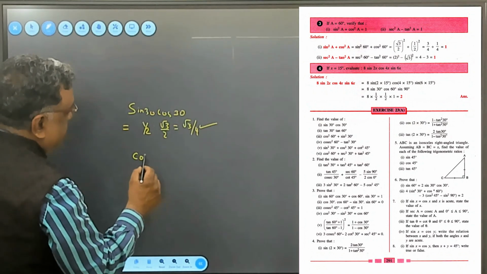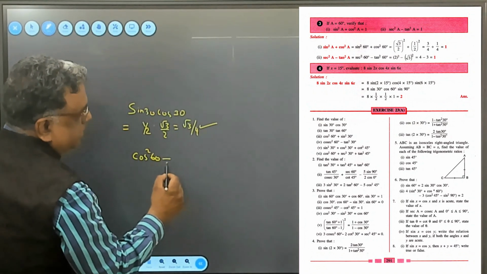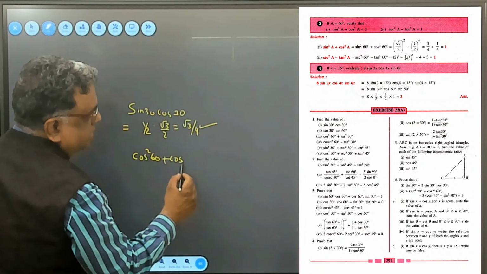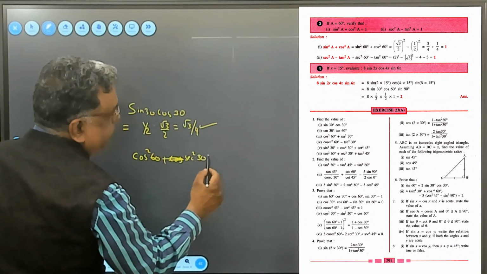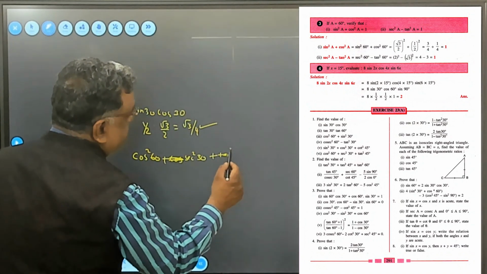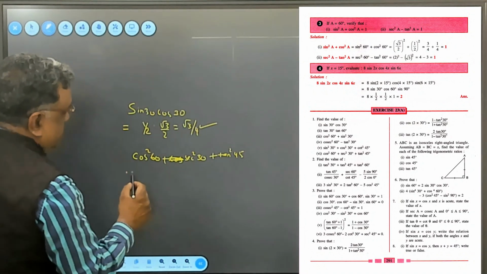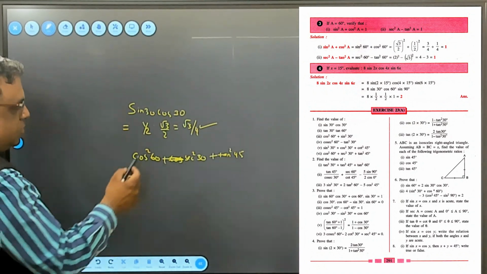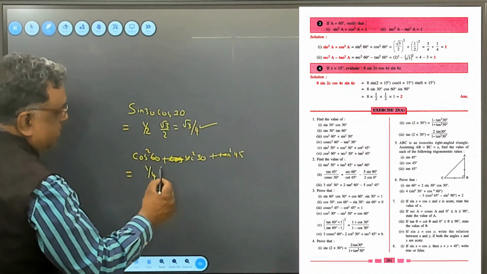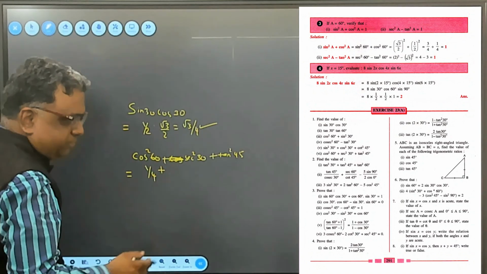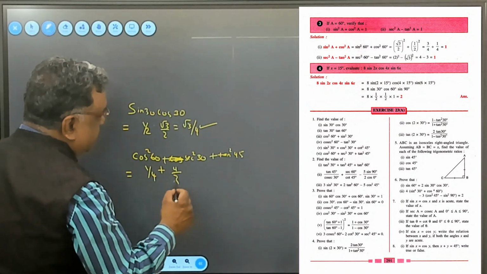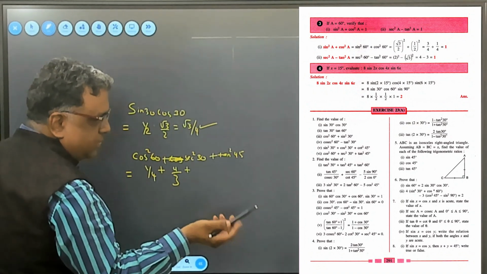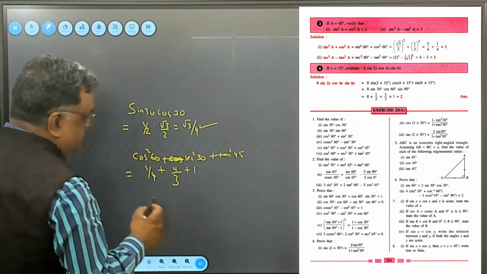They've asked you the value of cos square 60 plus sec square 30 plus tan square 45. Correct? So cos 60 is 1 by 2, cos square 60 will be 1 by 4. Sec 30 is 2 by root 3, so sec square will be 4 by 3. Tan 45 is 1, so tan square 45 will be 1 square, which is 1.